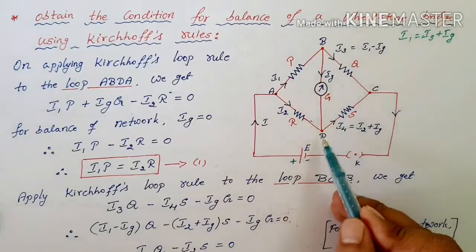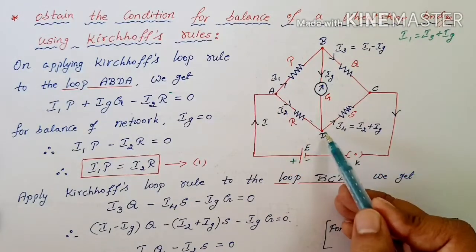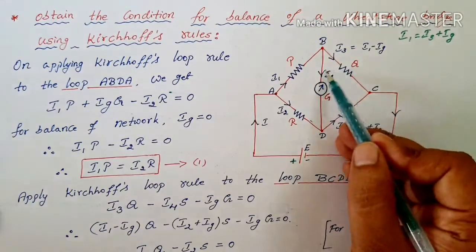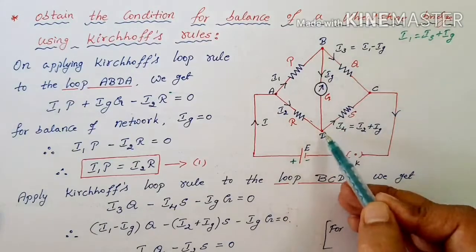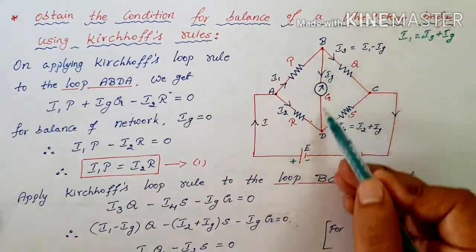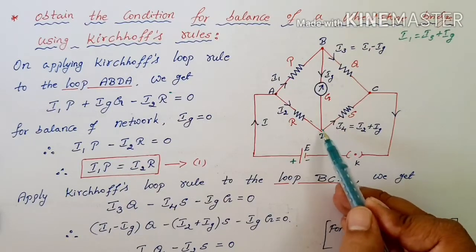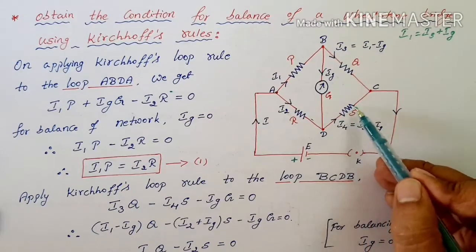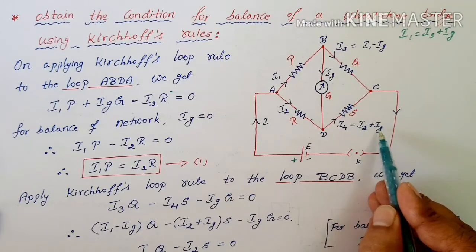Now come to the junction D. At the junction D, the I2 current is coming here, and from here IG is also coming. IG means the current flowing through the galvanometer. So at the junction D, I2 and IG both will get combined. Both the currents get added and it forms a new current, that is I4, that flows through the S resistance, right? So I4 is the combination of I2 plus IG.